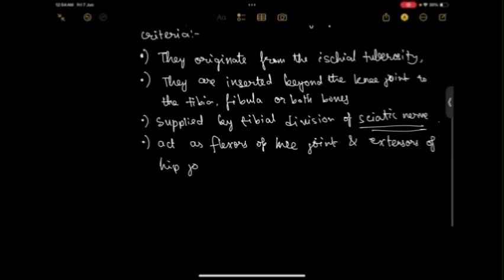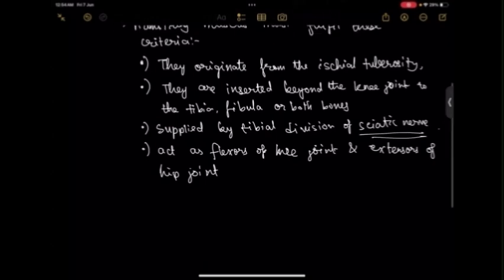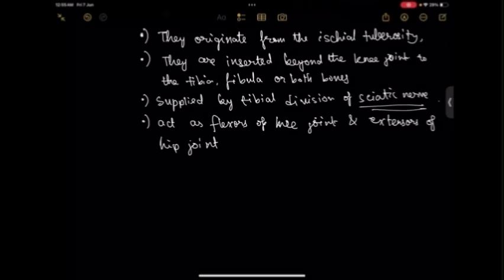When it comes to this point, they are flexors of the knee joint. Why? Because they're at the back. When they contract, they pull the tibia closer to the femur, so they reduce the angle and flex the knee joint. When it comes to the hip joint, they're attached to the ischial tuberosity, which is part of the hip bone. When they contract, they try to bring the posterior surface of the femur close to the hip, which straightens the posture. So they extend the hip joint angle. That's why they act as extensors of the hip joint.